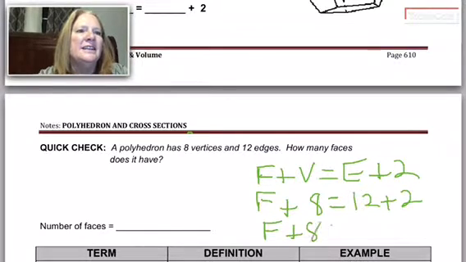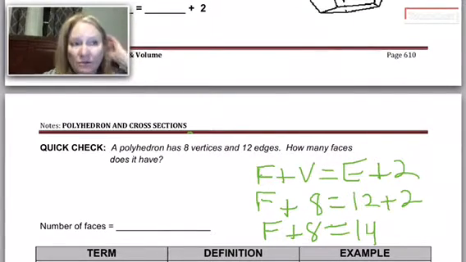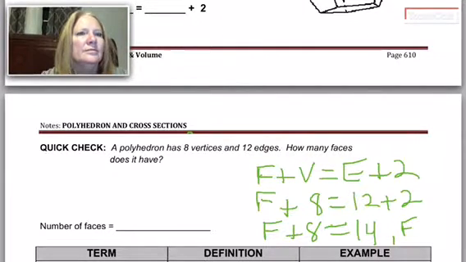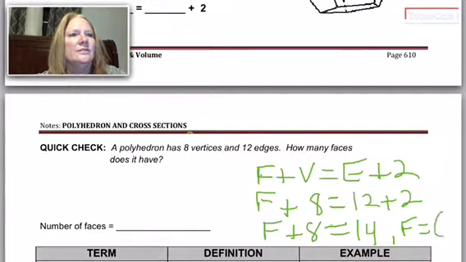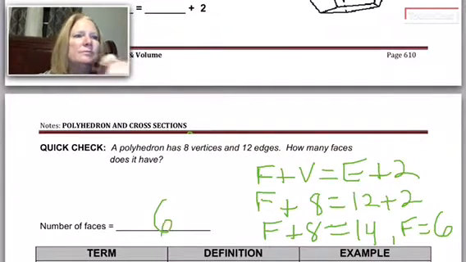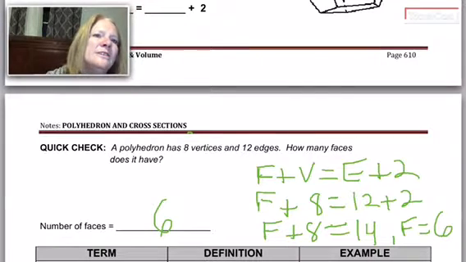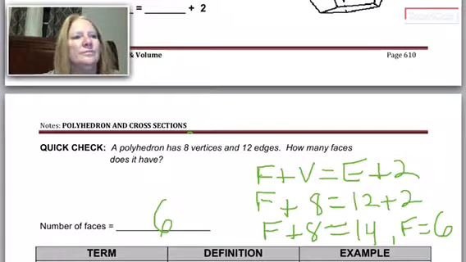Faces plus 8 equals 14. And so if you subtract 8, you get 6. Okay, so faces plus vertices equals edges plus 2.